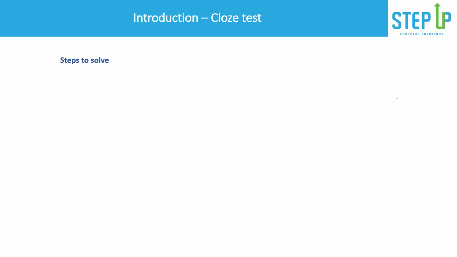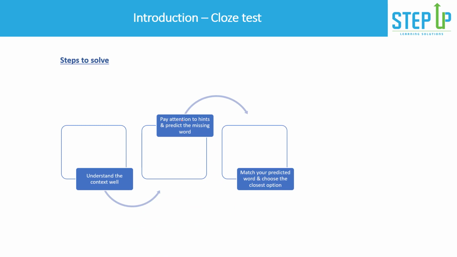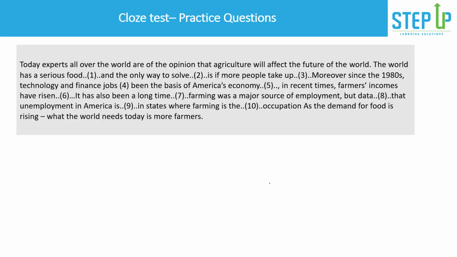So before we go to the examples, the process like we discussed remains the same. It's a simple 3-step process. Number one, you try to understand and get the context very well. Then of course you think of the word that can complete the meaning and you try to predict it, and then you try to match it with the option choices. Let's attempt 2 cloze test paragraphs to further this understanding.